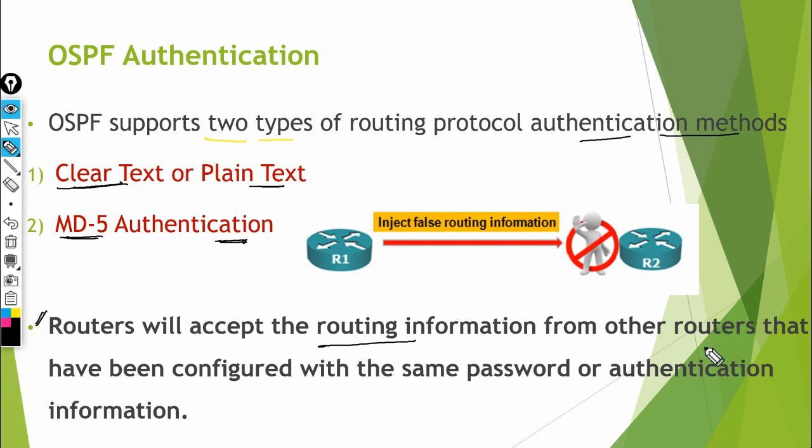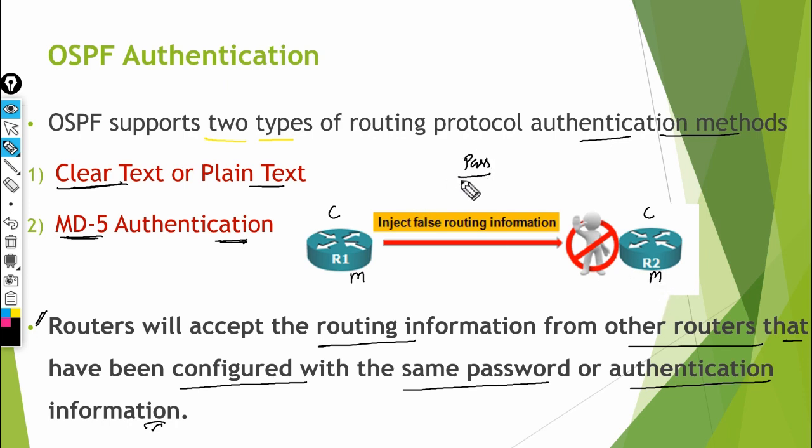Routers will accept the routing information from other routers that have been configured with the same password and authentication information. If you have configured clear text format, you must configure clear text here. If you have configured MD5, there should be MD5. So the very important point is that passwords should match between the routers, and the method should also match between the routers, then only will they form the neighbor relationship.